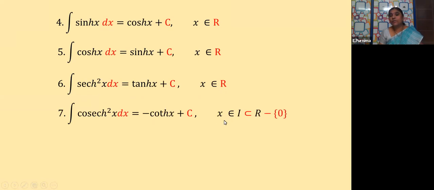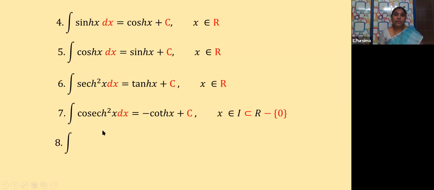Next one is integral of cosecant h square x dx is equal to cot hx plus c. Here x belongs to I subset of R minus 0, that is, except at 0 all values are valid for this function. Always remember, children, one important point: most of the time children make a mistake here. In secant h square x, the square should always be written after h. Children may write secant square hx, so make sure that the square is written for h, not for the ratio. It is not secant square hx, it is secant h square x or cosecant h square x, sin h square, like that.